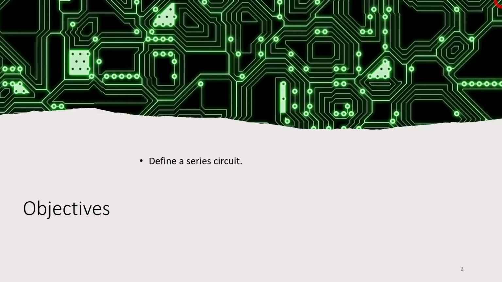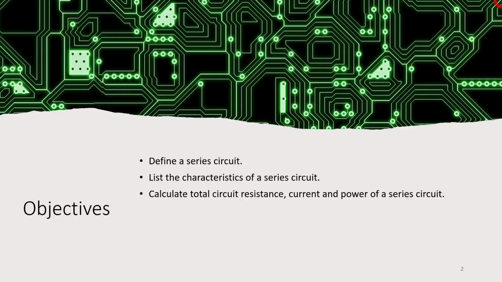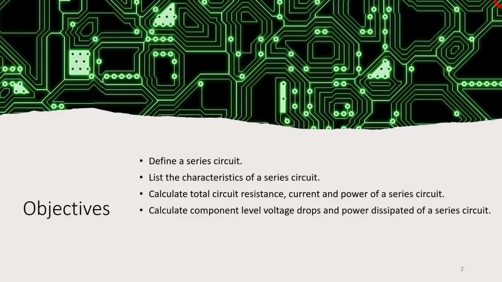First, we want to define a series circuit. Next, we want to list the characteristics of a series circuit. Then we want to calculate total resistance, current, and power for a series circuit, and we want to calculate the voltage level drops and power dissipated by the series circuit.